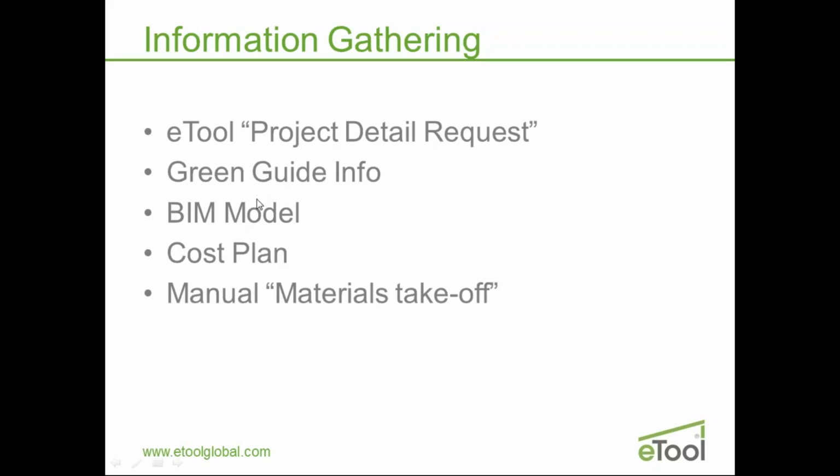Other routes are to use a BIM model. If the BIM model is available, you'll be able to output a lot of the areas, roof types, and info needed straight from the BIM model. There'll almost always be a cost plan, and a lot of the information needed for a life cycle assessment study is also contained in the cost plan, certainly in the initial construction cost plan.